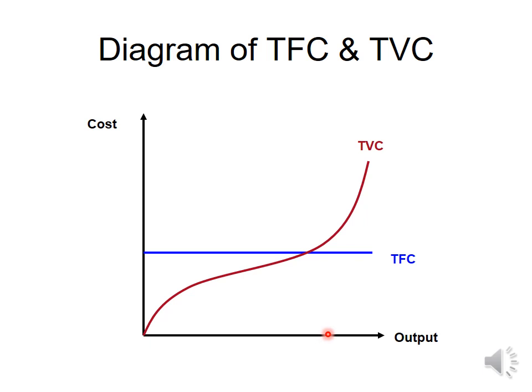Because of overcrowding. So because of the law of diminishing returns, your TVC, your total variable cost, doesn't increase uniformly in relation to output. It's gentle in the beginning before becoming steep towards the end, because of the law of diminishing returns. You don't really have to know this, but just because the shape is not uniform, that's why I'm explaining.